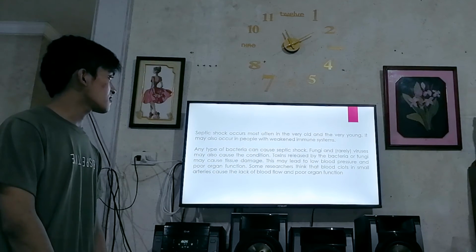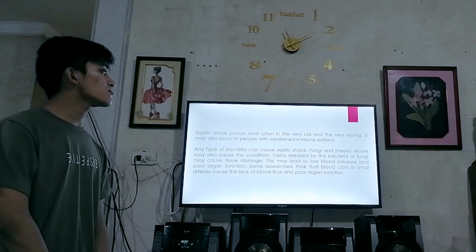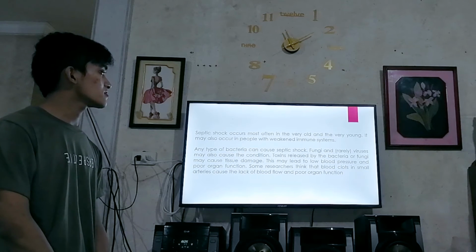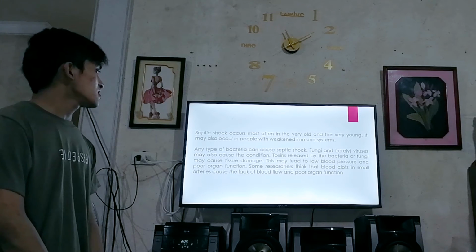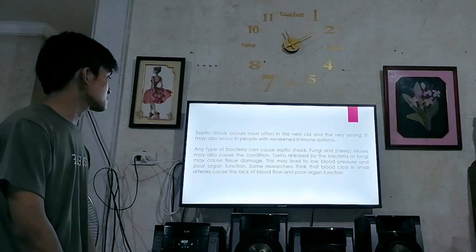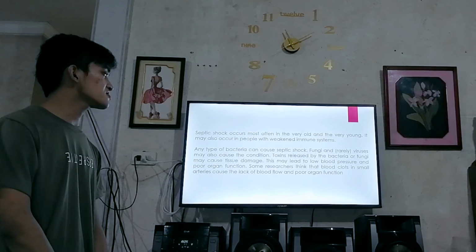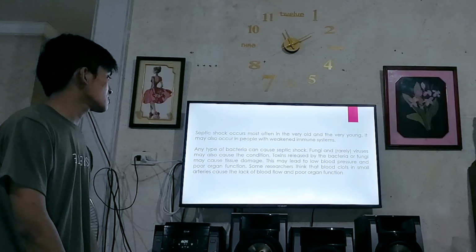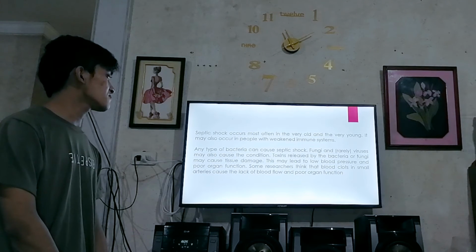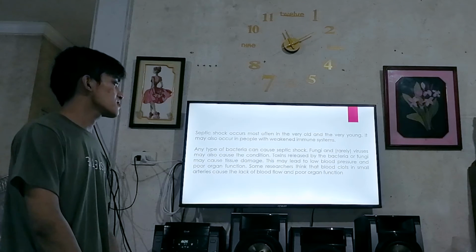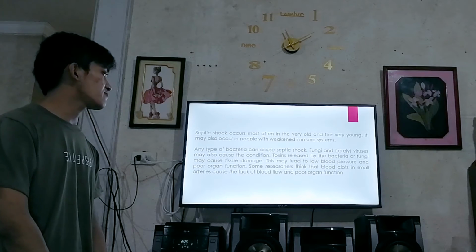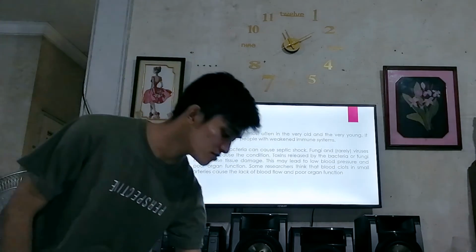Septic shock occurs most often in the very old and the very young. It may also occur in people with weakened immune systems. Any type of bacteria can cause septic shock. Fungi and rarely viruses may also cause the condition. Toxins released by the bacteria or fungi may cause tissue damage. This may lead to low blood pressure and poor organ function. Some researchers think that blood clots in small arteries cause the lack of blood flow and poor organ function.